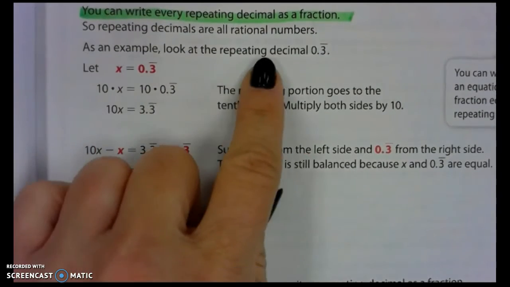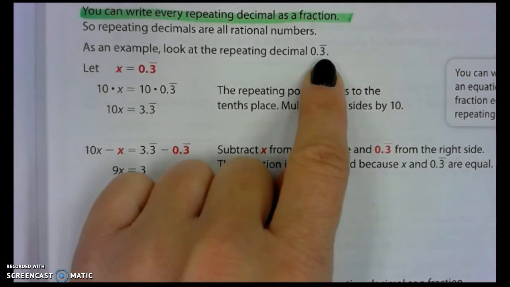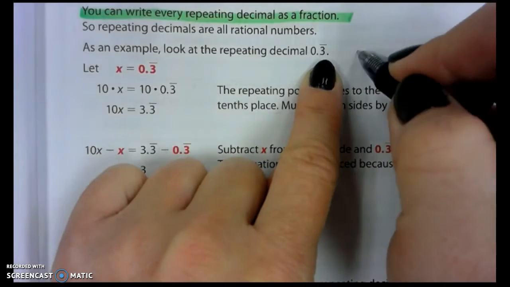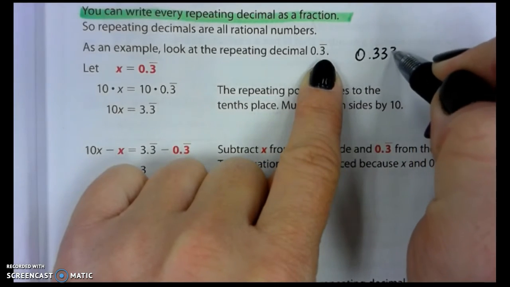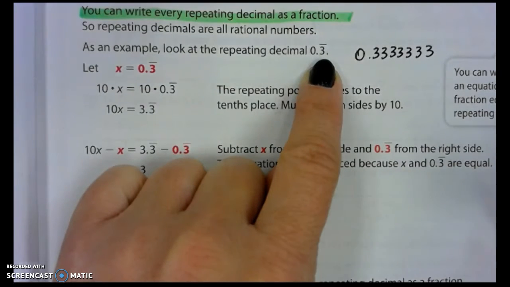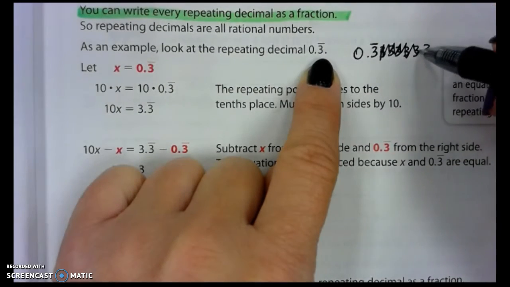They are giving us an example of the repeating decimal 0.3. Now you should all know that that line over top means that this number was just repeating over and over and over forever. When you have something that repeats, you find the repeating portion, you draw a line over it, and you get to eliminate everything else.